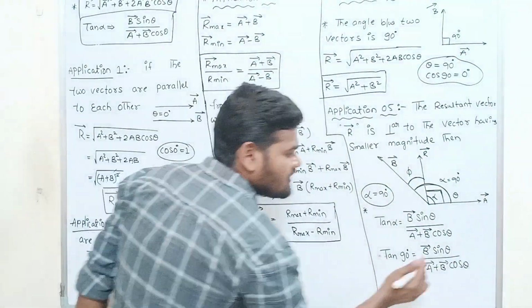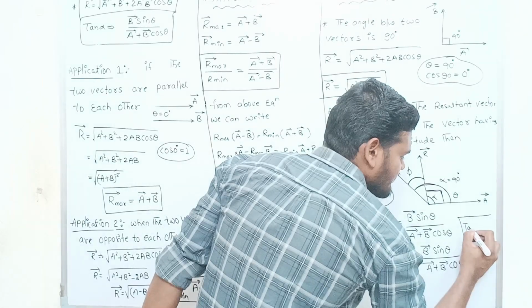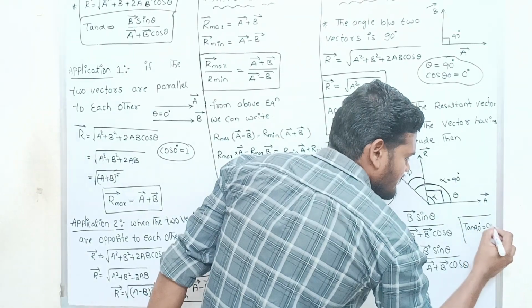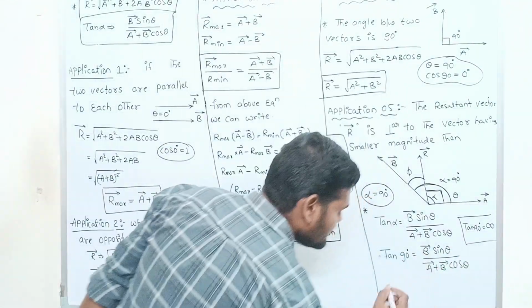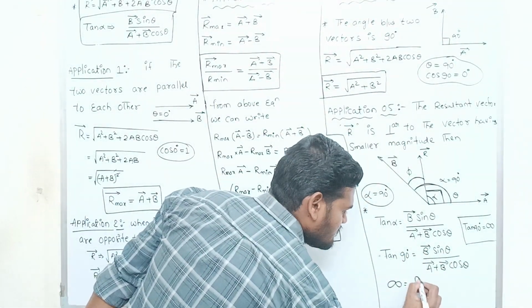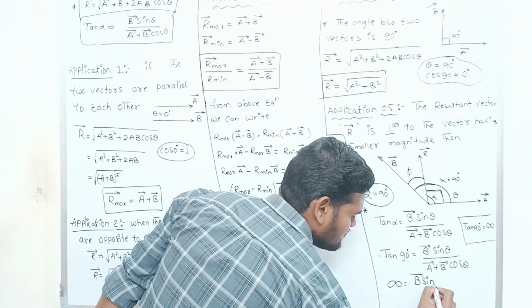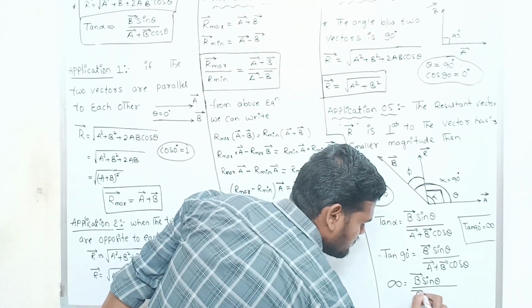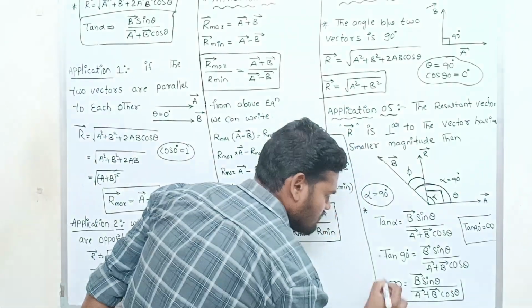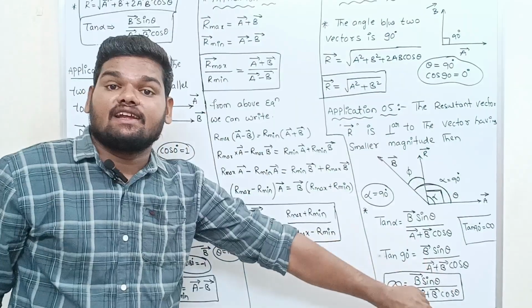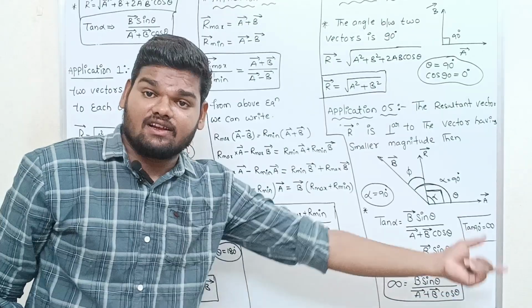What is the value of tan 90? Infinite. So finally we got infinite is equal to b bar sin theta divided by a bar plus b bar cos theta. Infinite is equal to how much? b bar sin theta divided by a bar plus b bar cos theta.